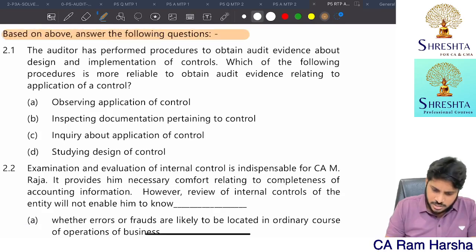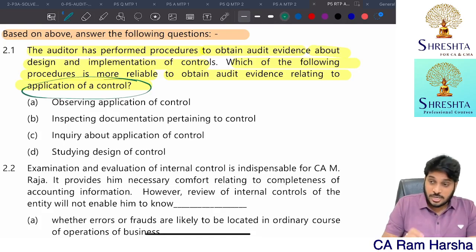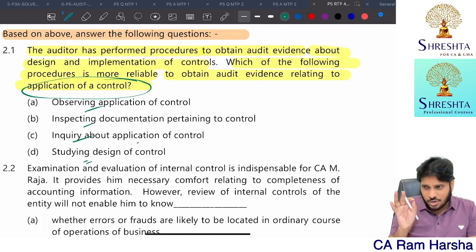Fine. Based on the above, answer the following. The auditor has performed procedures to obtain audit evidence about design and implementation of controls. Which of the following procedures is more reliable to obtain evidence regarding application of a control, whether a control is applied properly or not? Which of the following methods? Observing the control, inspecting documentary evidence, or inquiry about application of control.